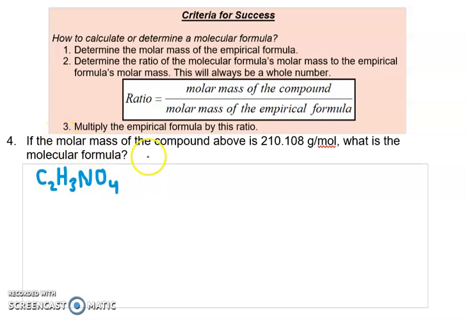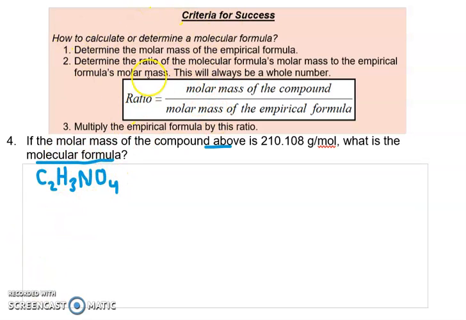All right, so this question is asking us to find the molecular formula of the compound above. So the compound that we just found is C2H3NO4. If you did not see how I found this and you are so lost right now, you should go back and watch the video for station 2, number 3.